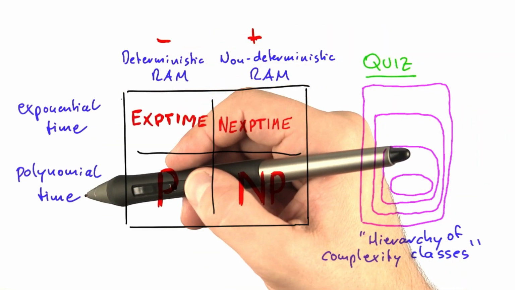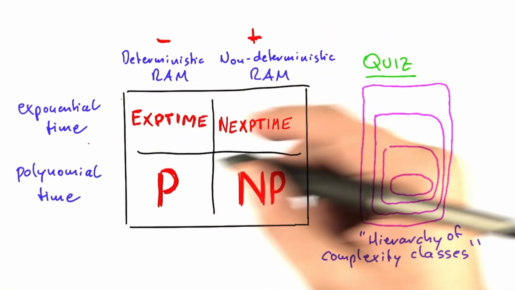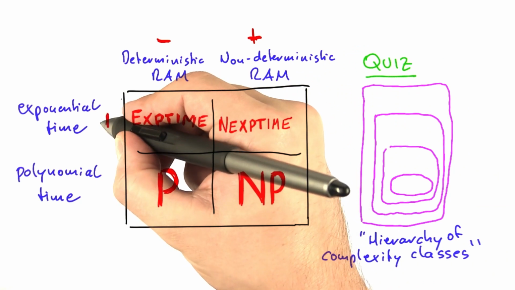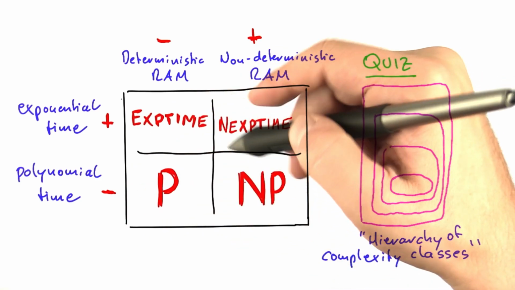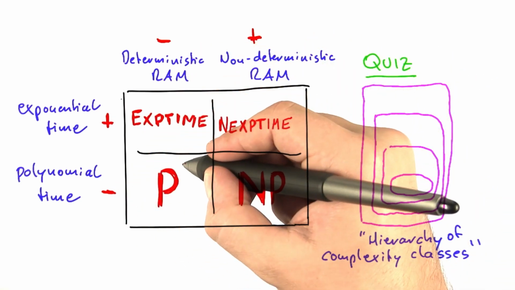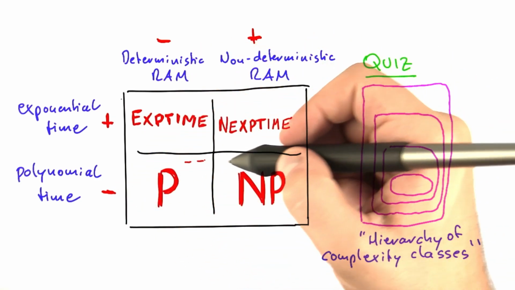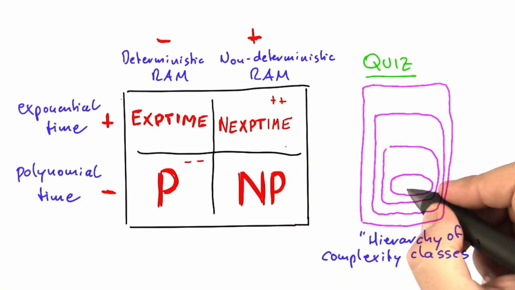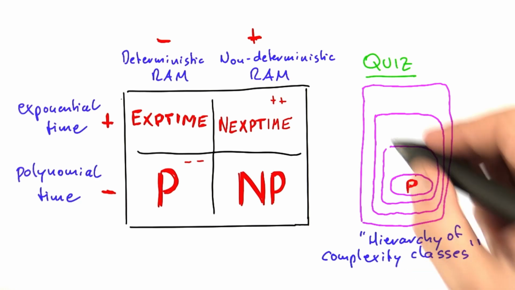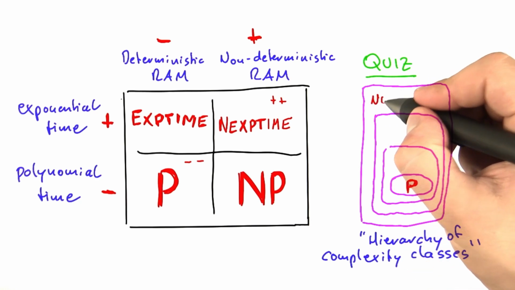Now, what about exponential time and polynomial time? I think that is a very clear one. So exponential time clearly should give you at least as much power as polynomial time. And this basically gives us the hierarchy, because polynomial time is clearly the most restrictive one, and non-deterministic exponential time clearly the most powerful one. So we can already say here that P goes into the very inner circle, whereas Nexptime goes out here.